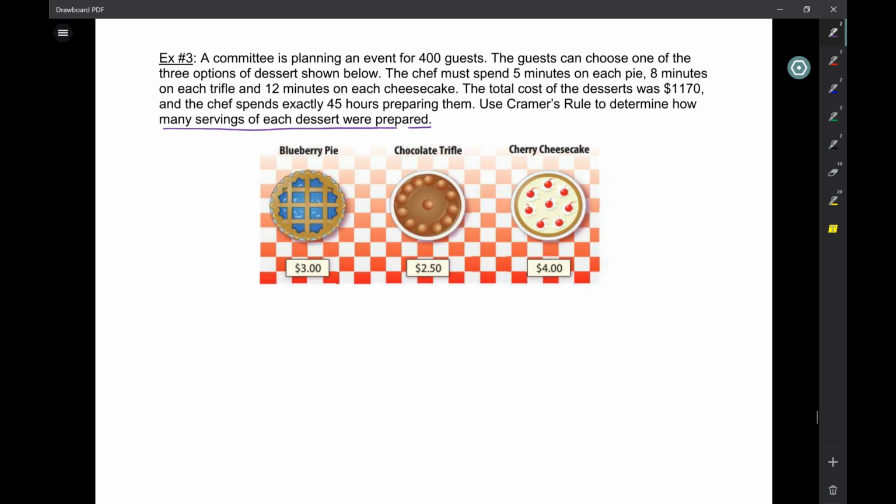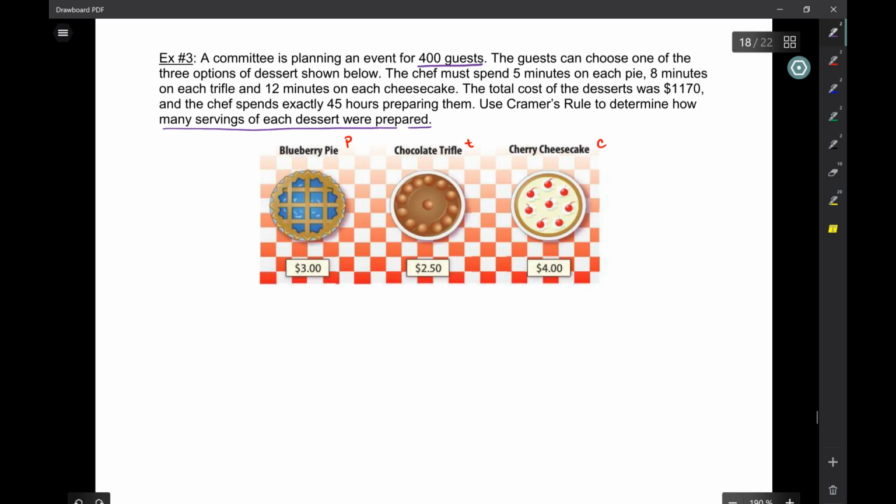So you would assign like x to pies and y's to trifles? Right. So here's what I'm going to do. I'm going to make it a little bit simpler. So why don't we say P is the number of servings of pie, and T is the number of servings of trifle, and C is the number of servings of cheesecake. And so we need, okay, there are going to be 400 guests.